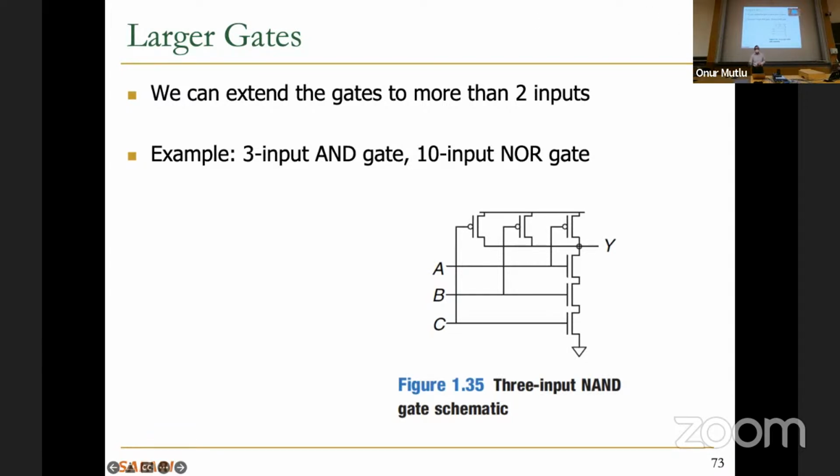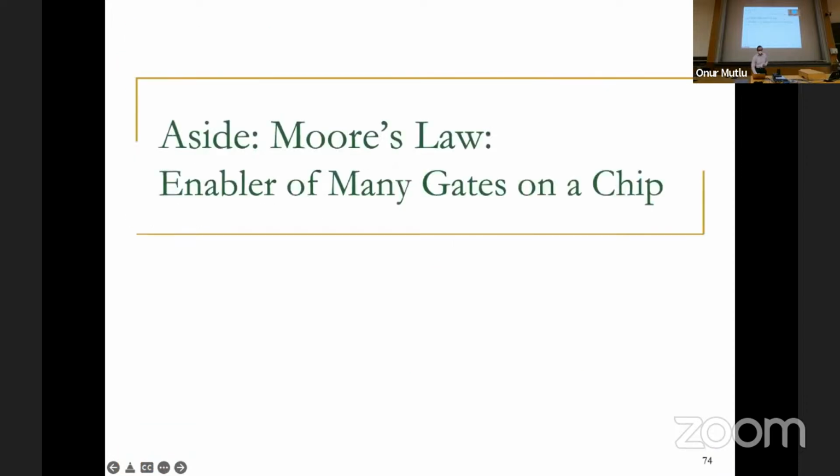If you really want to build gates, you don't want to go too large because they become slower because of the series path and also non-idealities in the circuit. And the readings actually have some more examples. You can take a look. Any questions so far?